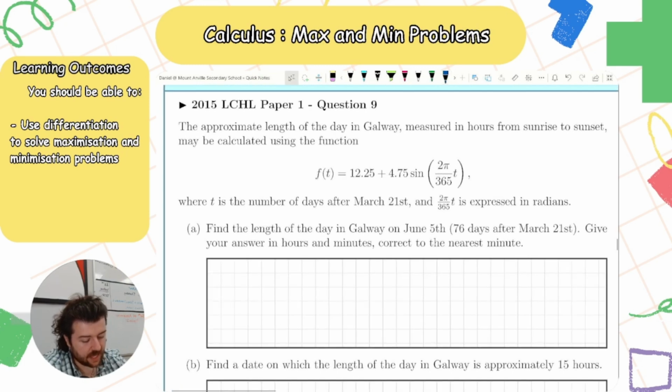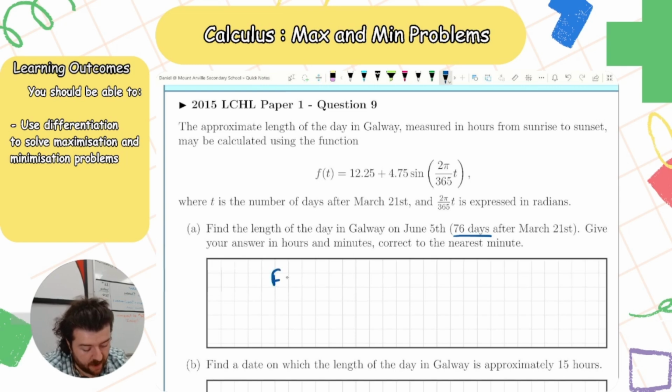So this one is 2015. This one's tricky because we have a trig function here. The approximate length of the day in Galway, measured in hours from sunrise to sunset, may be calculated using the formula 12.25 plus 4.75 sine 2 pi over 365 t, where t is the number of days after March 21st, and 2 pi over 365 t is expressed in radians. Find the length of the day in Galway on June 5th, 76 days after March 21st.